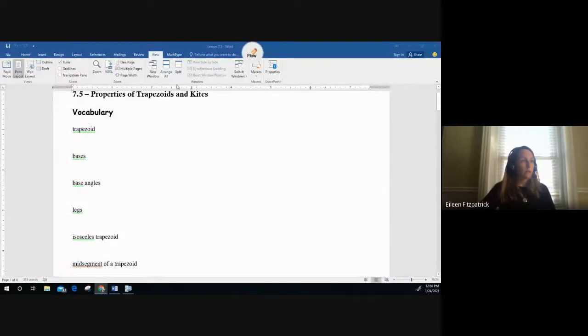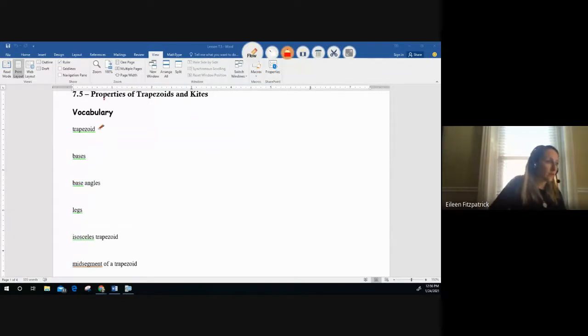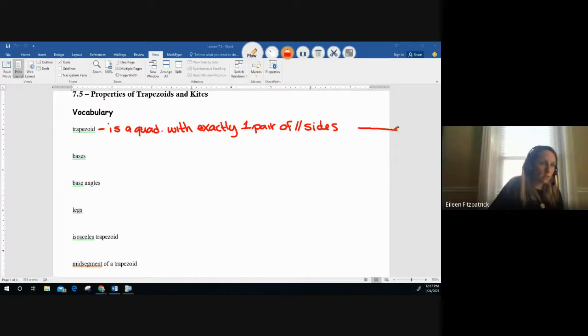Okay, there is quite a bit of vocabulary for us to go through. So the first word is a trapezoid, which I know some of these terms you are familiar with. So a trapezoid is a four-sided figure. It's a quadrilateral with exactly one pair of parallel sides. Okay, so a trapezoid looks something like this.